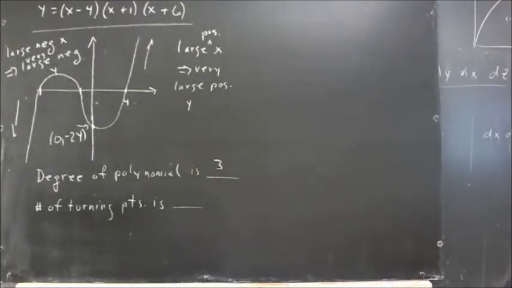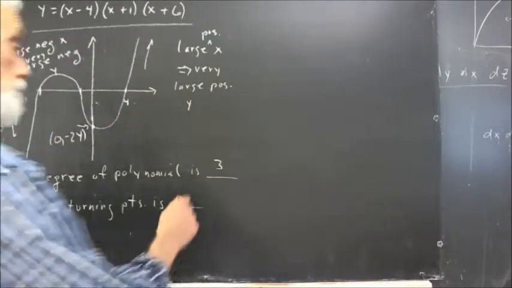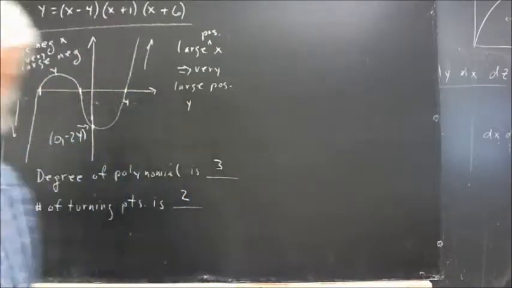Number of turning points. Turning point, what do I mean by a turning point? Hopefully you know what that means, but it just means the graph is coming up and it turns around and goes back down. That's a turning point right there. And then it has a point where it goes from down to up. That's a turning point right there. Number of turning points is 2.